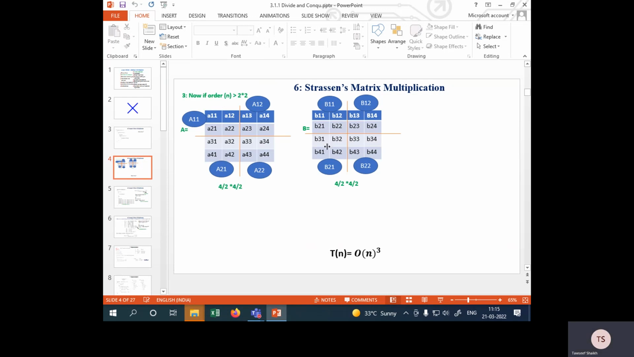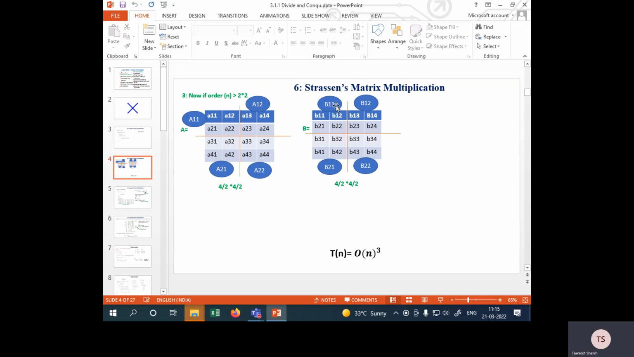Each time we divide the large problem into small ones and we make a recursive call. If we look at this matrix A, we are dividing it like this into 4 partitions. This becomes one, this becomes another, this is another, this is another. So we actually divide it into 4 parts, and we rename these parts as capital A11, A12, A21, A22.